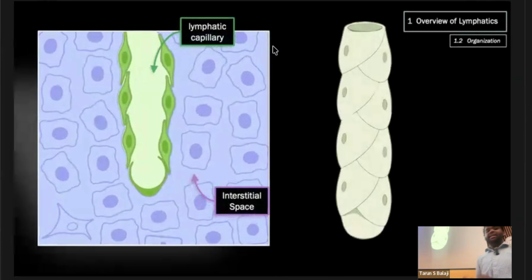Okay, so let's look at the actual capillary. This is the wonky overlapping endothelial cell structure that I was talking about. As you can see, they're kind of sitting on top of each other.